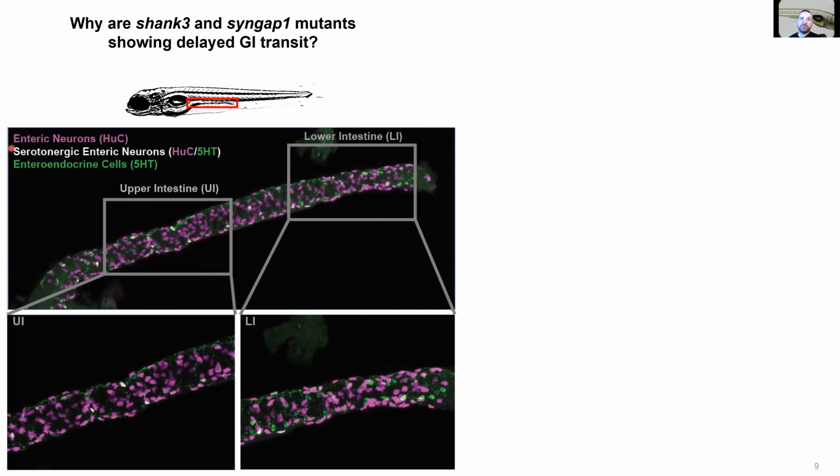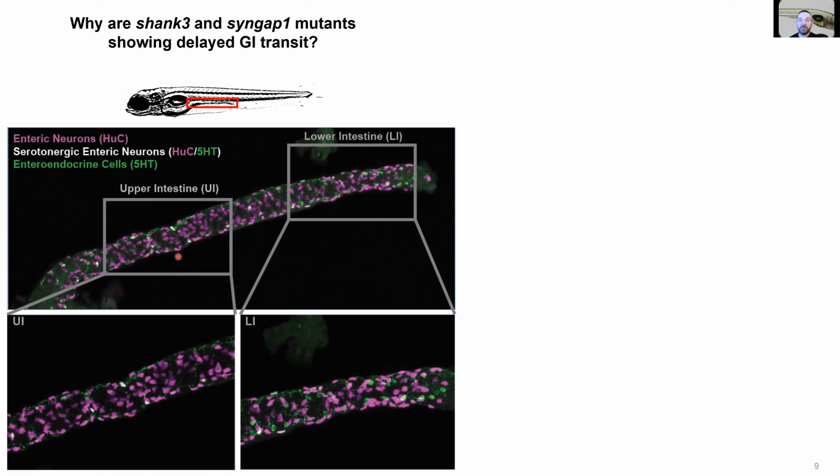So we stained for HuC, which is a basic neural marker, and then we also stained for 5-HT or serotonin. This was to mark an endodermally derived cell line called enteroendocrine cells. This is a really fascinating subset of cells that I could probably spend my entire time talking about. Suffice it to say, they're secretory cells, sensory cells. They interface with the enteric nervous system.